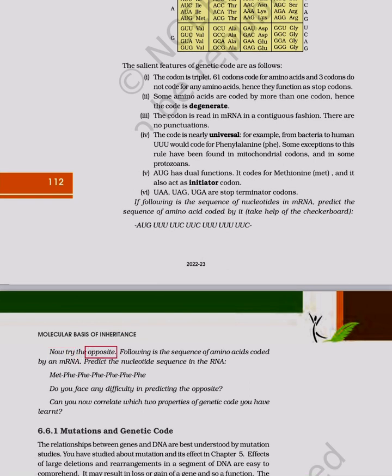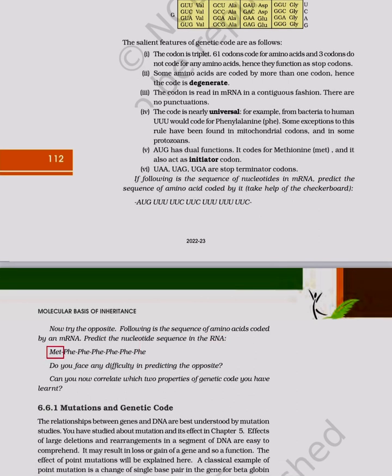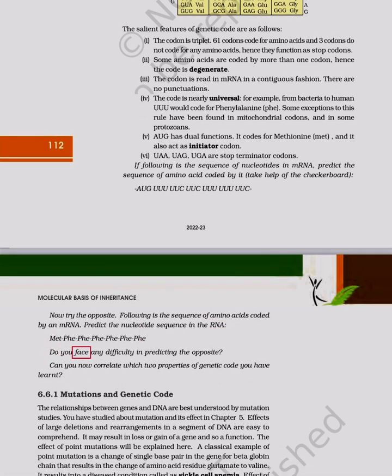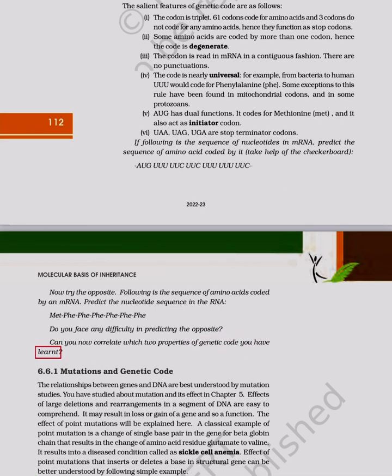Now try the opposite. Following is the sequence of amino acids coded by an RNA. Predict the nucleotide sequence in the RNA. Do you face any difficulty in predicting the opposite? Can you now correlate which two properties of the genetic code you have learned?